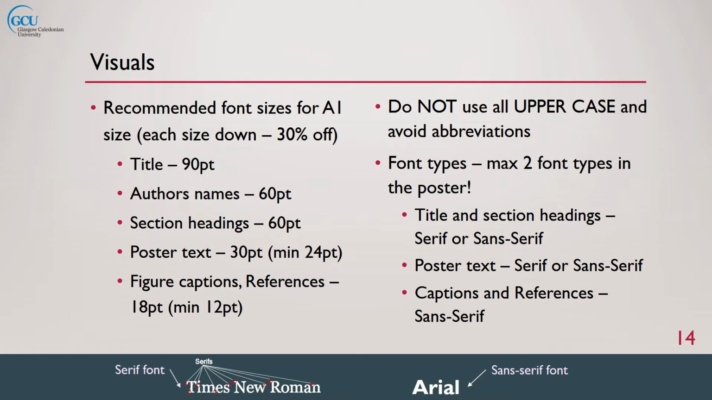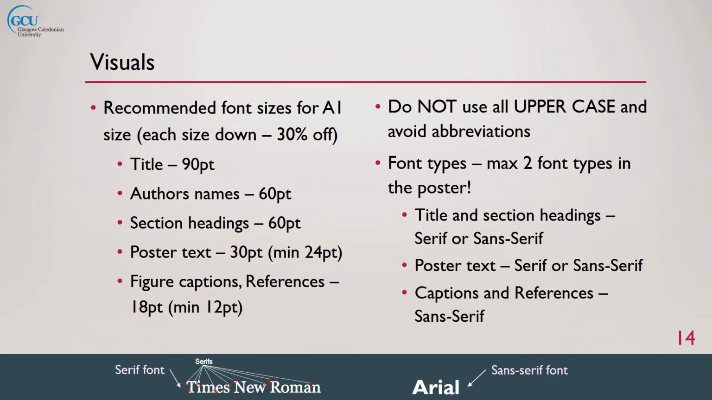The author's names and the section headings of the different parts of the poster would generally be about font size 60. However, again, if your title is already reduced in size, so it's close to 70, you should reduce also the author names and the section headings so they don't look too similar in size. But anything between 40 points and 60 points should look okay for author's names and section headings.